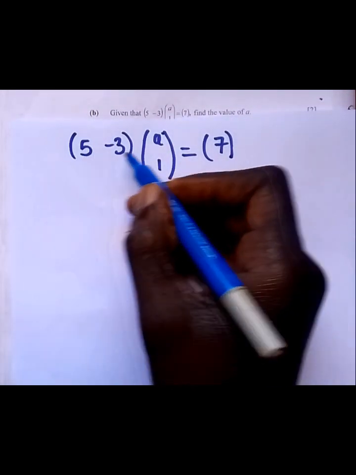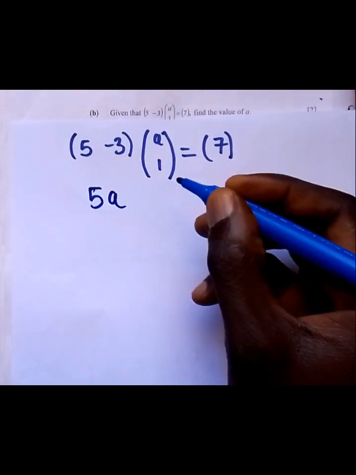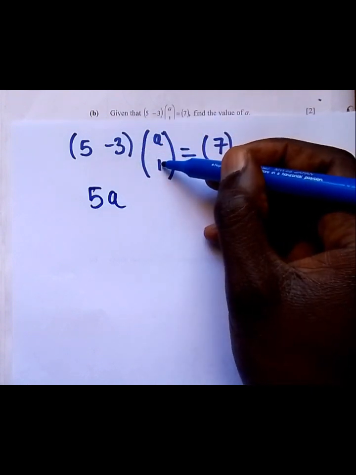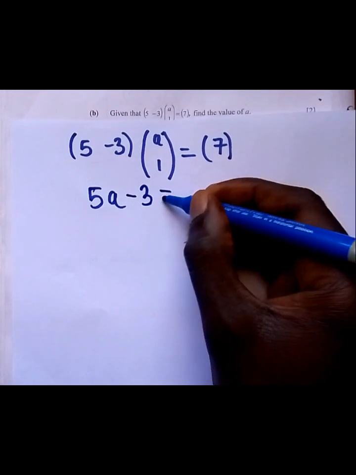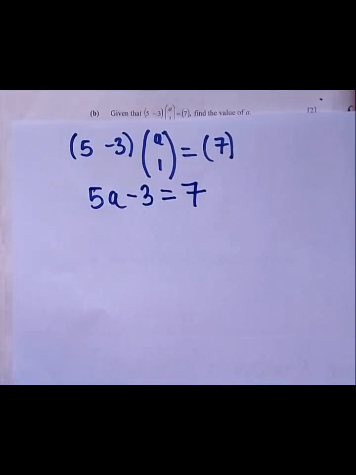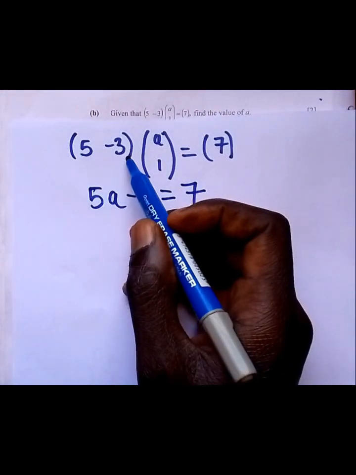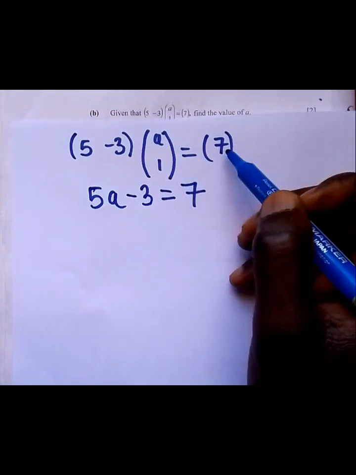So what is 5 times a? So 5 times a just gives 5a. Then negative 3 times 1, that just gives negative 3. All this equal to 7. So that's how we're getting a 7, just from this multiplication of those elements in that row and those elements in that column, giving a 7.